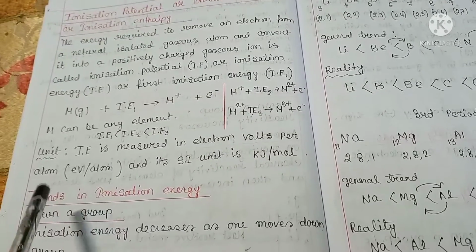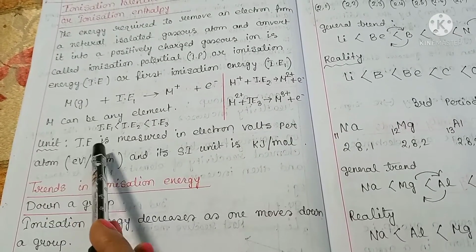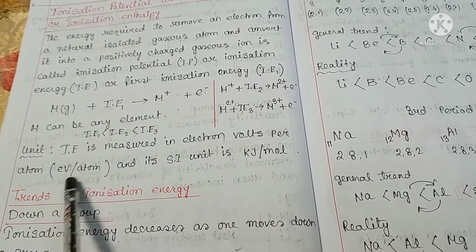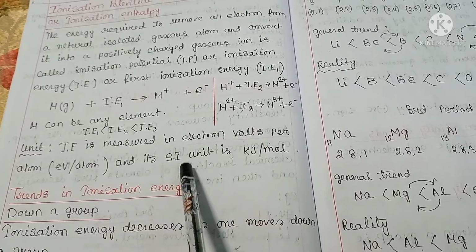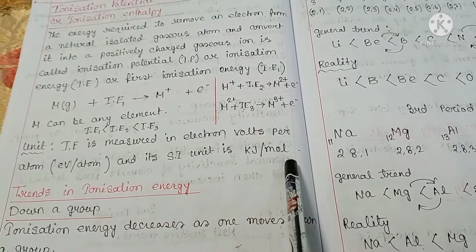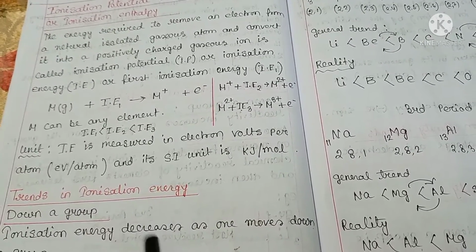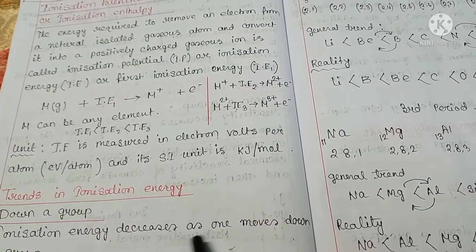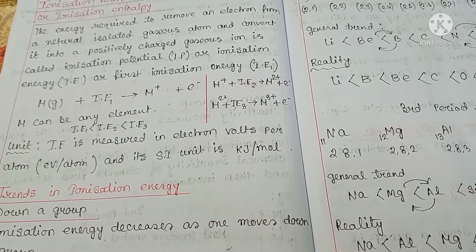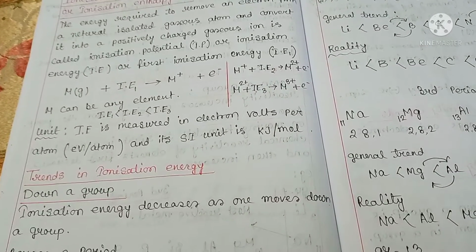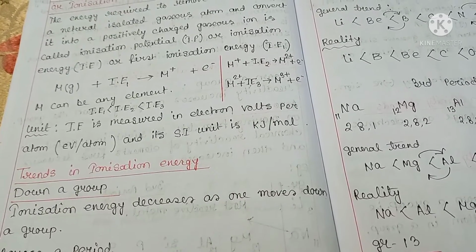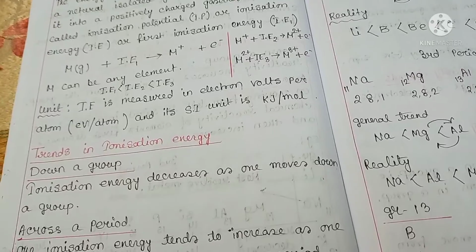Now, unit of ionization energy. Ionization energy is measured in electron volt per atom, eV per atom, and its SI unit is kJ per mole. Now, trends in ionization energy. Down a group, ionization energy decreases as one moves down a group, and across a period, the ionization energy tends to increase as one moves from left to right across a period.